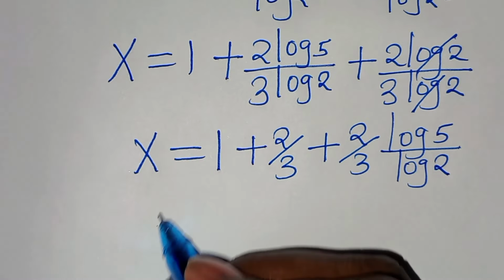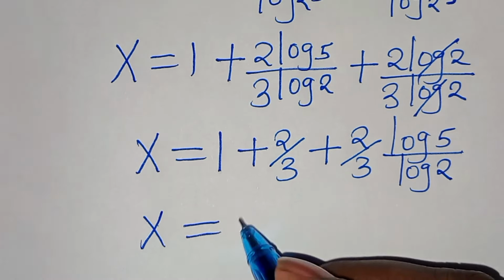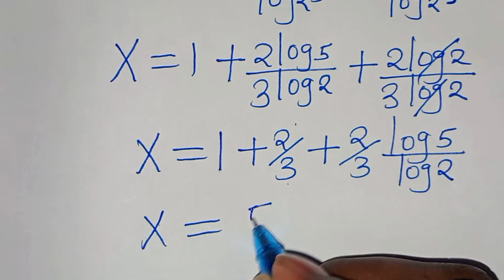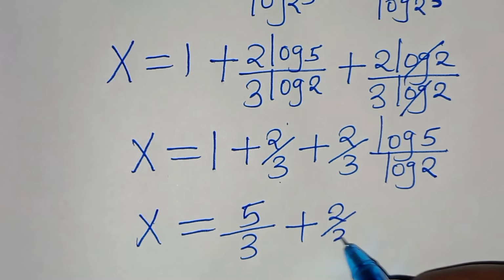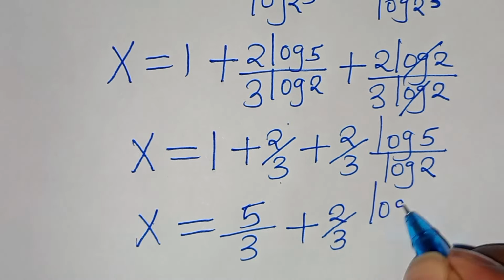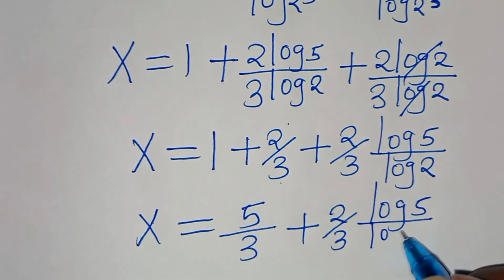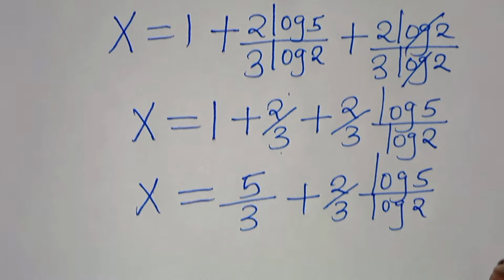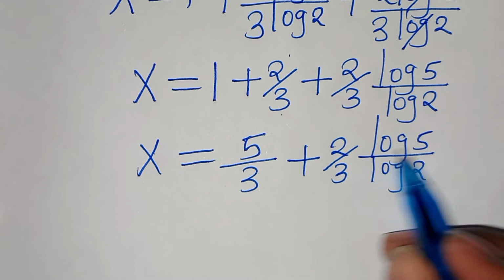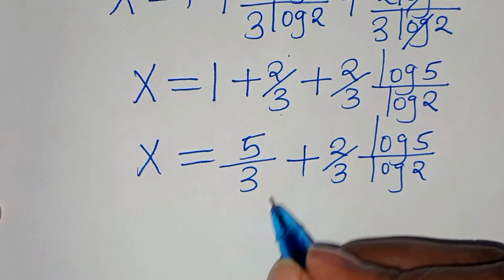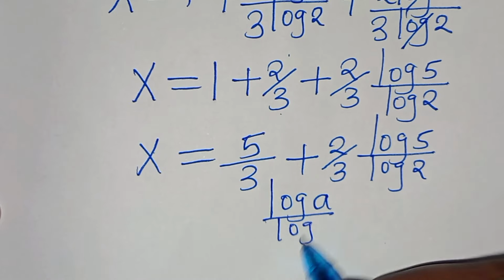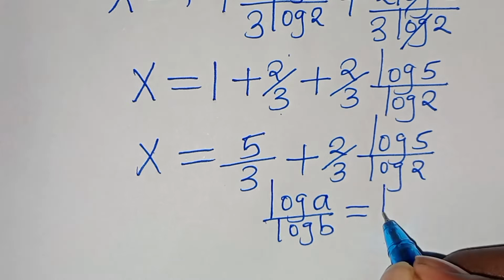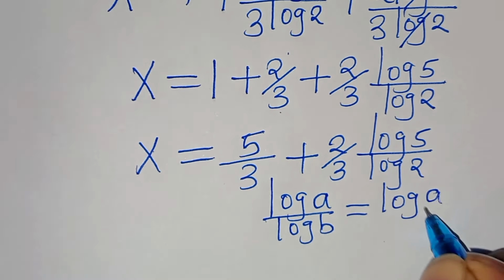So therefore, we have that x here is equal to 1 plus 2 over 3. This is the same thing as 5 over 3, plus 2 over 3 log 5 divided by log 2. Now we have that log 5 over log 2 is in the form of log a divided by log b, and this can be expressed as log a to base b.